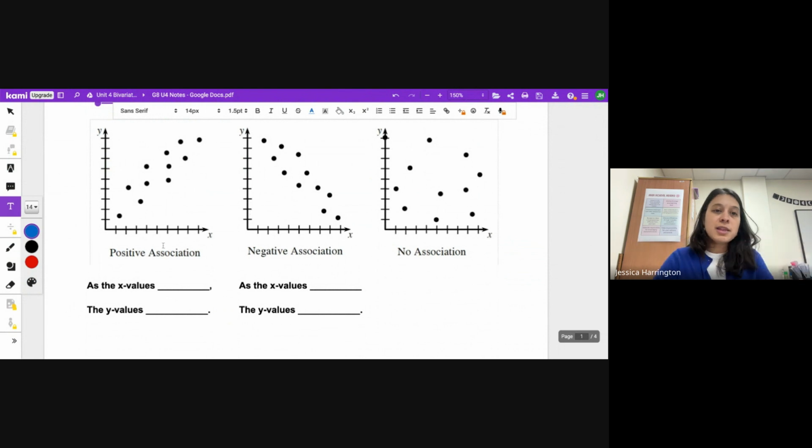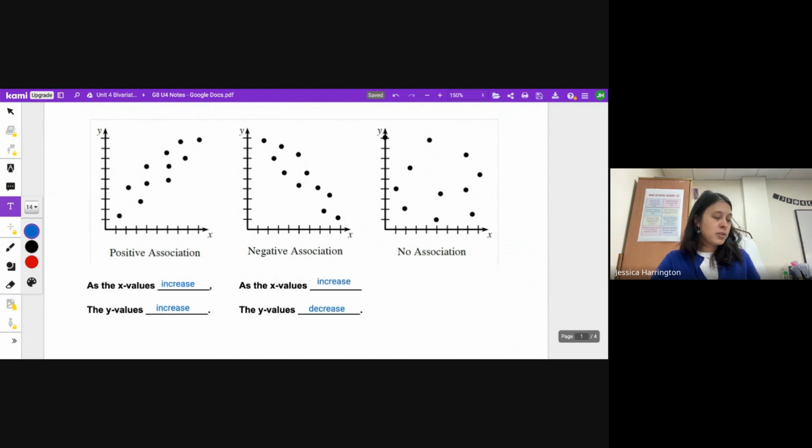For the positive association, as the X values go up, as you increase in X, the Y's also increase. That's why it's positive. So as the X values increase, the Y values increase. And then here, it's kind of the opposite, right? Here, as the X values increase, this is like our example with the views. Oops, I spelled that wrong. Increase. So as the X values increase, the Y's are falling, right? So the Y's are decreasing. And no association, there's no pattern. So this is just some vocab.